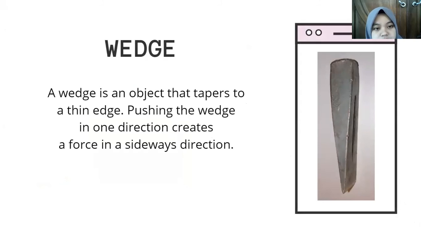The next type of simple machine is a wedge. A wedge is an object that tapers to a thin edge. Pushing the wedge in one direction puts a force in a sideways direction. It's usually made of metal or wood, and it's used for splitting, lifting, tightening, and securing a hammer head onto its handle.